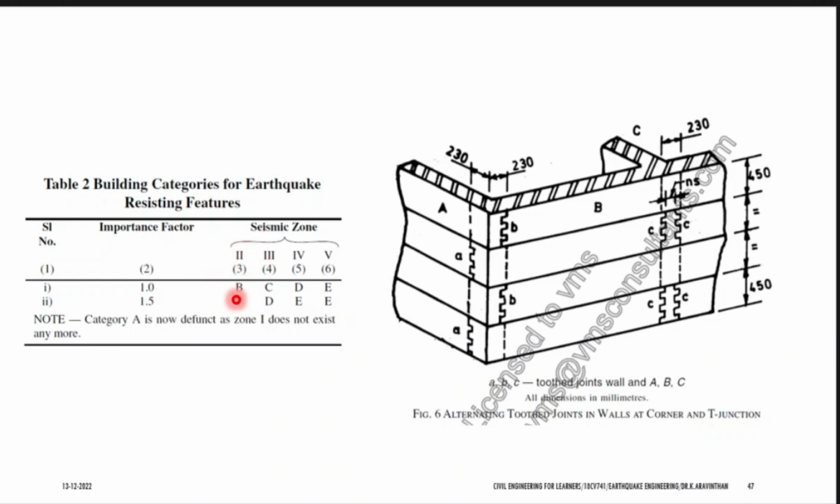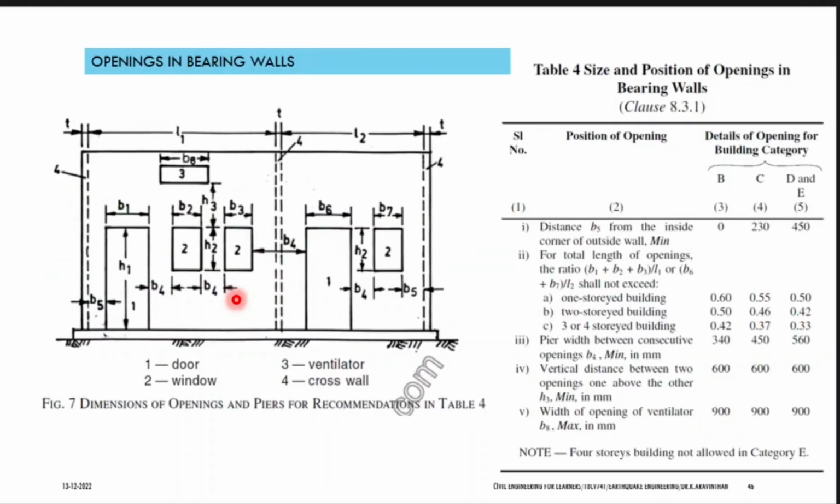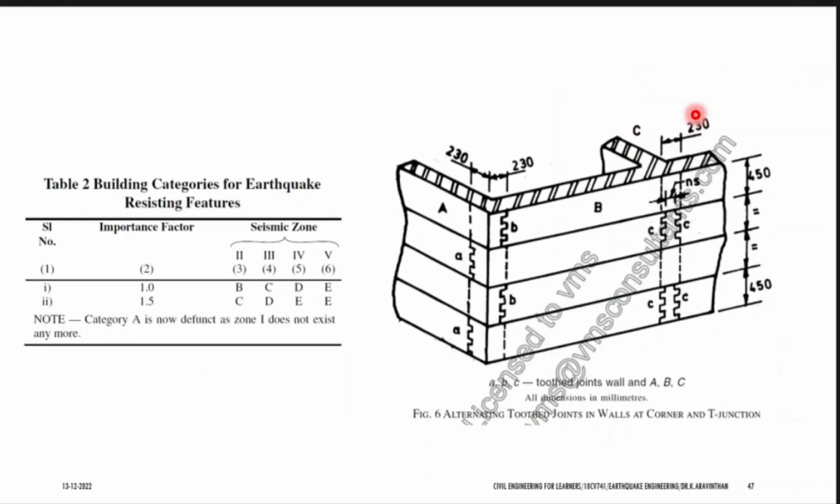Now, after checking that you are going to construct a category B structure, you should look into this figure. What should be the opening, how many openings should be provided, and the sizes have to be decided. So, these all come under design aspects.